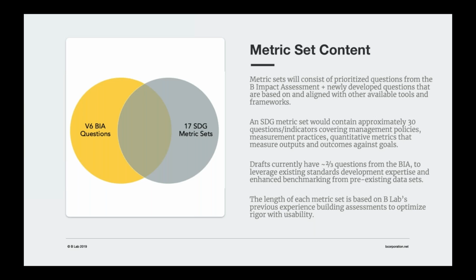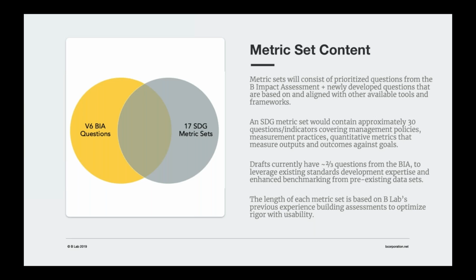Secondly, is the length of the metric set, and that each one has been designed to be about 30 questions each, which is what we've identified as a sweet spot in terms of allowing for a depth and comprehensiveness and rigor of the questions that are asked, while simultaneously not venturing too long to affect the usability of the overall tool, knowing that we want companies to complete the baseline metric set as well as multiple specific SDG metric sets. There's also an element of ensuring that this is of most value to our users to actually drive the change that we seek.